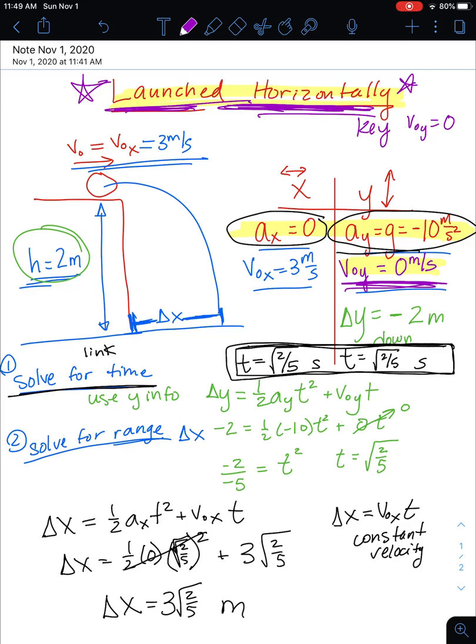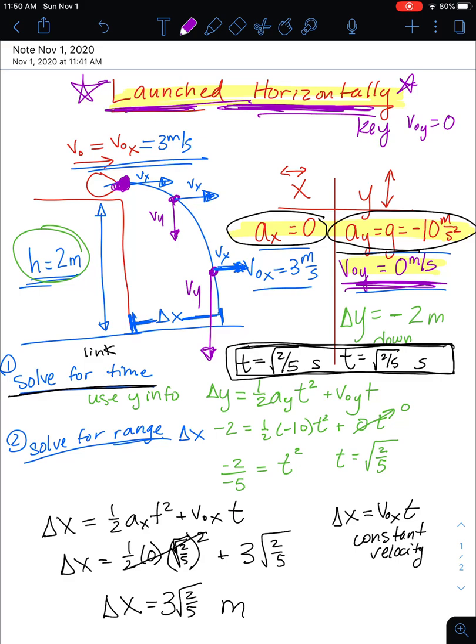We could even draw a nice little motion map to go along with this. We could pick a few places right at the beginning, intermediate, and towards the end. And we could say that horizontally, that velocity is going to stay 3 meters per second the whole time. Horizontally, our velocity is not changing. Our Vx is always equal to 3. But our Vy is going to start off as 0 right when we leave the edge of the table. We're not moving up and down. And then our Vy is going to become negative. And then our Vy will become even more negative.